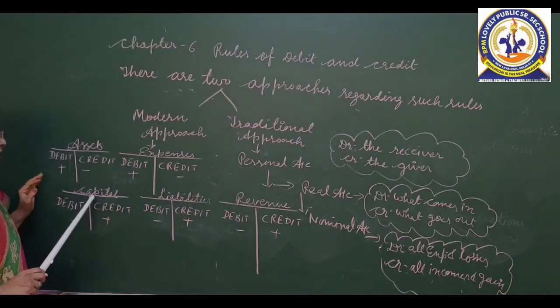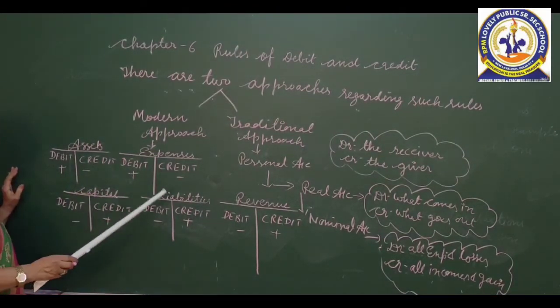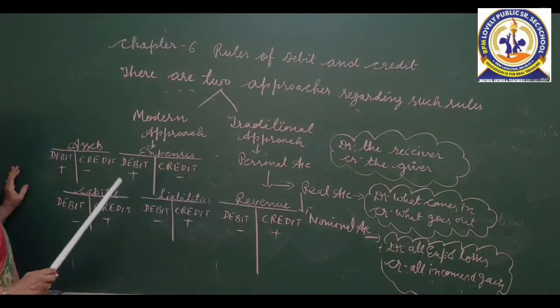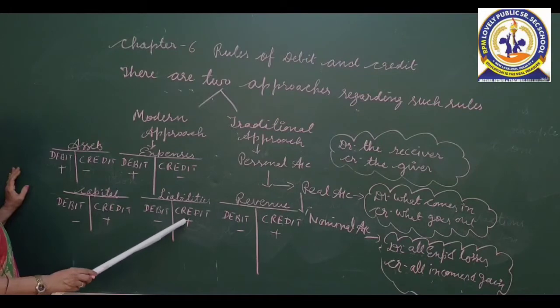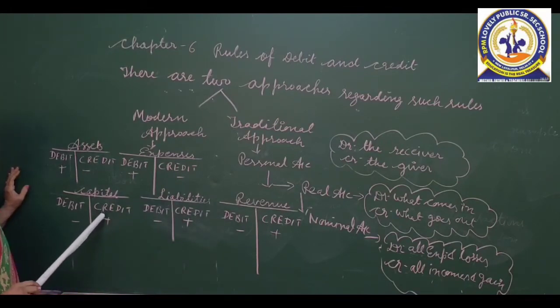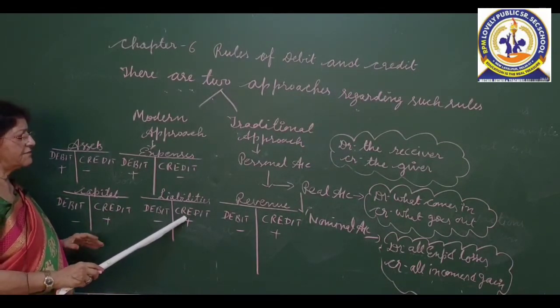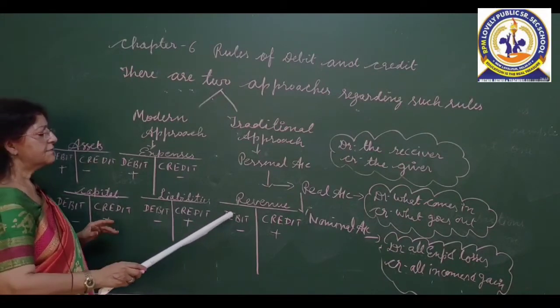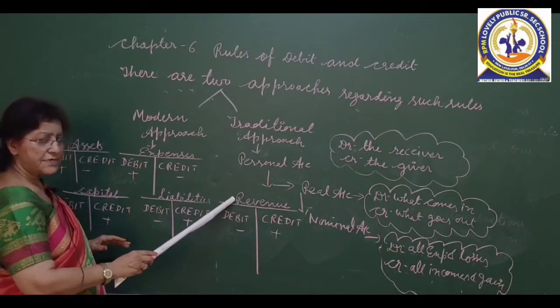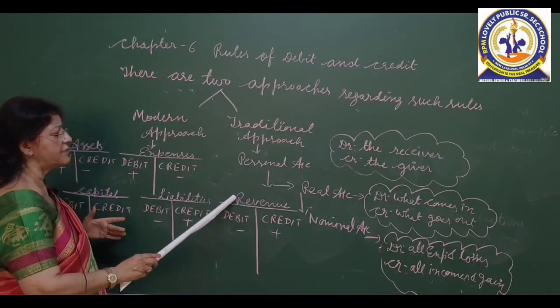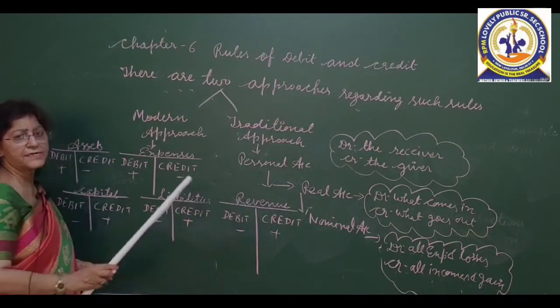Now capital. Capital, liabilities and revenue have credit balance. If there is increase in the value of capital, will be shown in credit side. If there is increase in the value of liability, will be shown in credit side. Similarly, revenue means income. If there is increase in the value of any revenue or income, we can say will be shown in credit side.